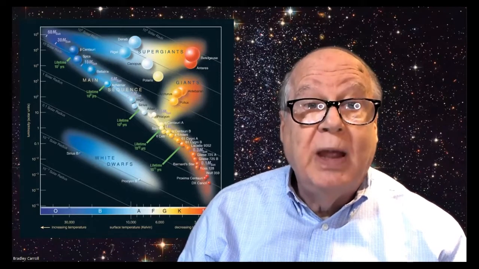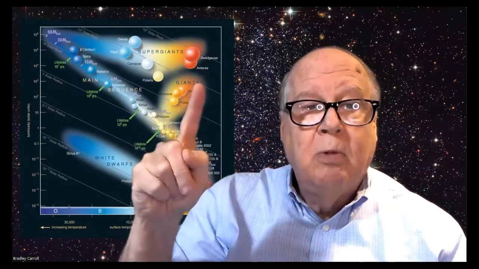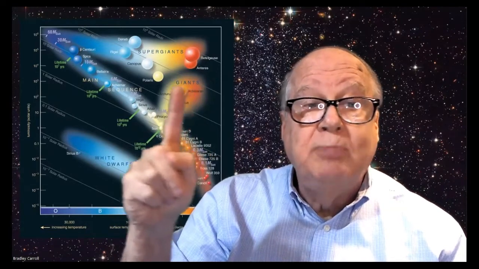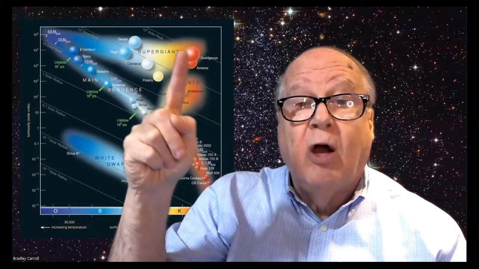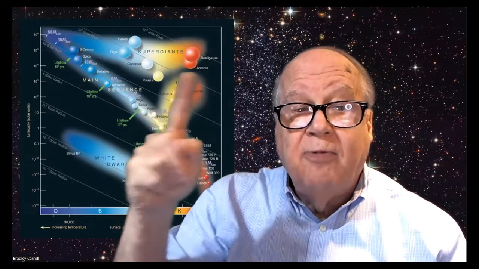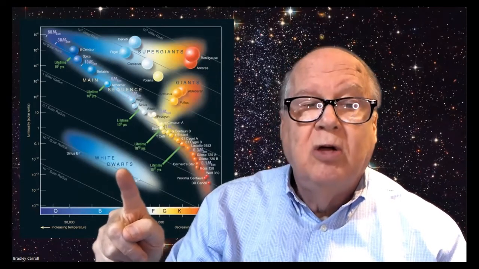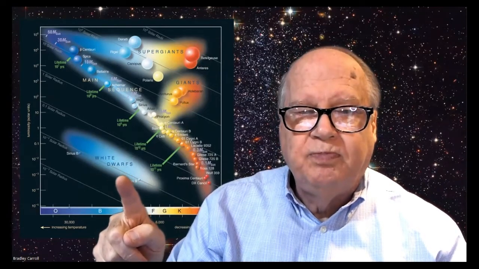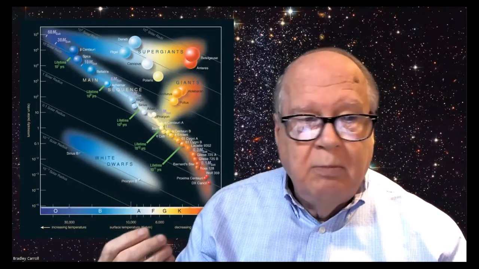Now, there are stars in other places in this diagram too, because up here, there are giant stars, stars many times larger than the sun. And up here, supergiant stars. And finally, down here are small stars called white dwarfs. So what are these stars? How did they get to be white dwarfs?